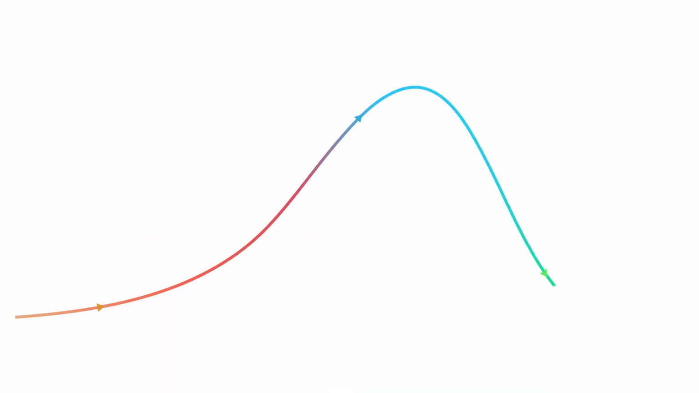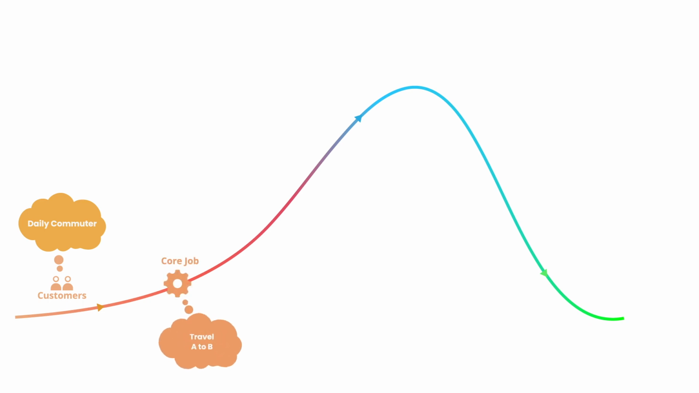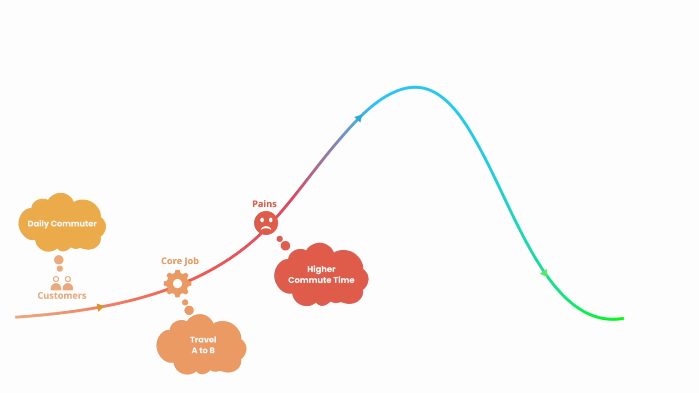Let's construct the vision using a tool called Conceptual Story. We are building this product for the end user who is a daily commuter. And the core job is traveling from point A to point B. And the pain that they have in doing this job is higher commute time. Let's call the product that we are building Easy Pool, with a tagline of Pool at Ease.